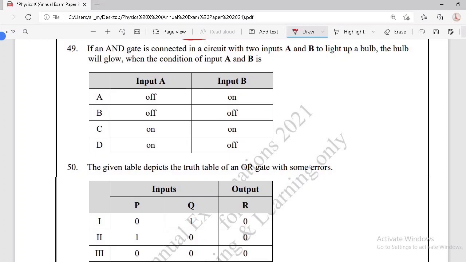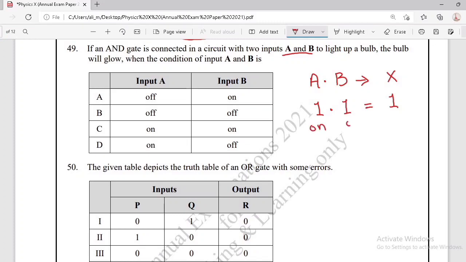We have question number 49. If an AND gate is connected with two inputs A and B to light a bulb, the bulb will glow when the conditions of A and B are. We know that the AND operation works in such a way that its output is 1 when all the inputs of the AND gate are 1. So 1·1 is equal to 1, this is the ON condition and this is the ON condition, so the output will also be on. So the correct answer for this question will be option C.